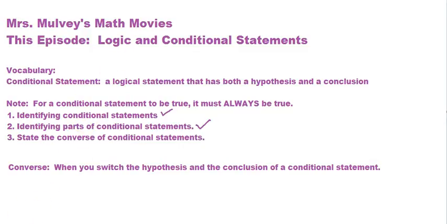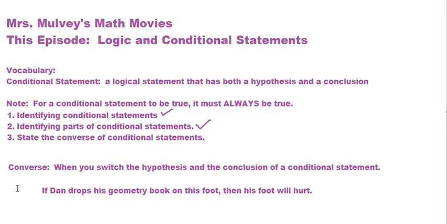So let's take a look at an example. Here's my conditional statement. If Dan drops his geometry book on his foot, then his foot will hurt. It has an if and a then. It's a conditional. This part is the hypothesis: Dan drops his geometry book on his foot. And the part following then is the conclusion: his foot will hurt.